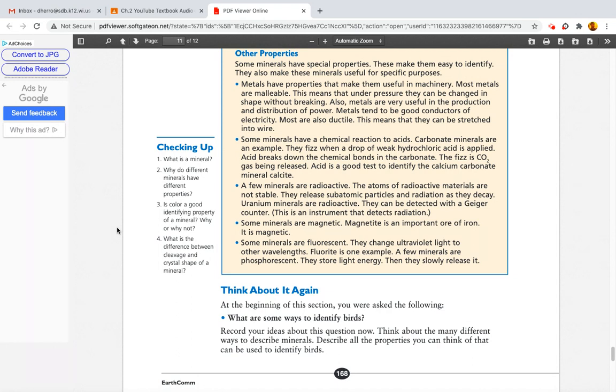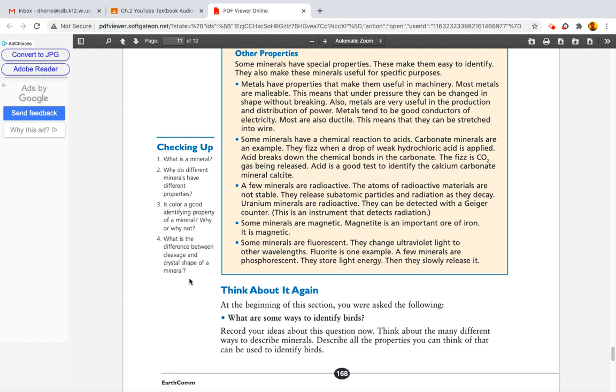Acid breaks down the chemical bonds in the carbonate. The fizz is CO2 or carbon dioxide. So the fizz is carbon dioxide gas being released. Acid is a good test to identify the calcium carbonate mineral calcite.